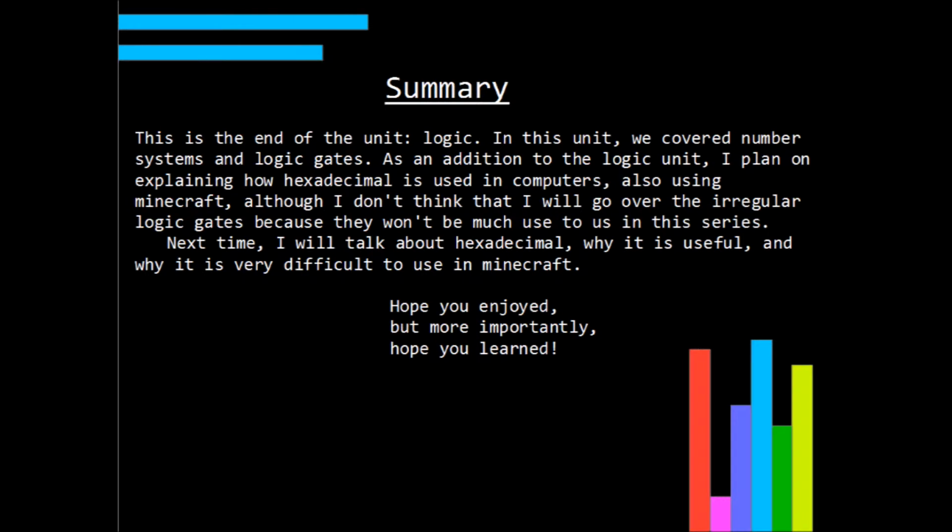So there we are, guys. It's the end of the whole unit. We've covered the whole logic unit. So in this unit we covered number systems like base 2 and base 10. We also covered logic gates. As an addition to the logic unit, I plan on explaining how the hexadecimal is used in computers. Like I said, it might be for another series. Also I'll probably use Minecraft for that because it is very easy. However, I don't think that I'll go over the irregular logic gates because, as I said, they're not very much use to us. They're very confusing as well.